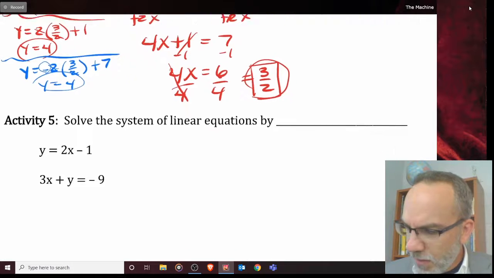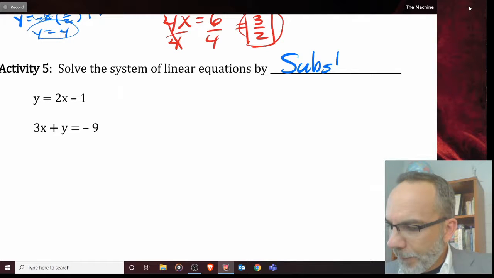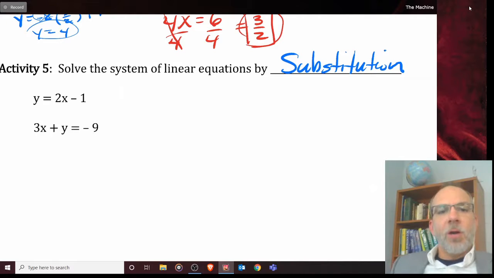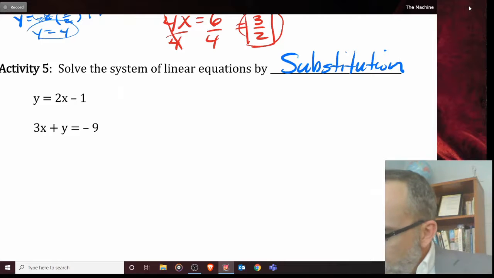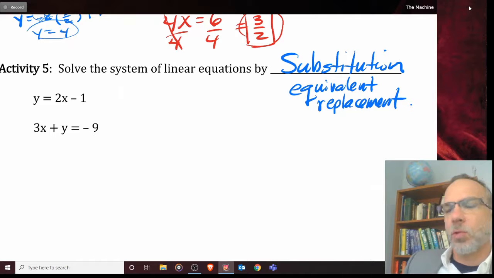Solve the linear systems of equations by, what we just did is a very simple version of substitution. Okay? We're going to solve the systems of linear equations by substitution. Now, what does it mean if something is a substitute? It should be an equivalent replacement. If I'm absent from school, they find a substitute teacher. The teacher should be an equivalent replacement.